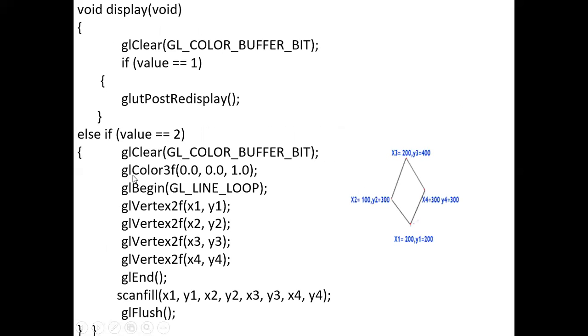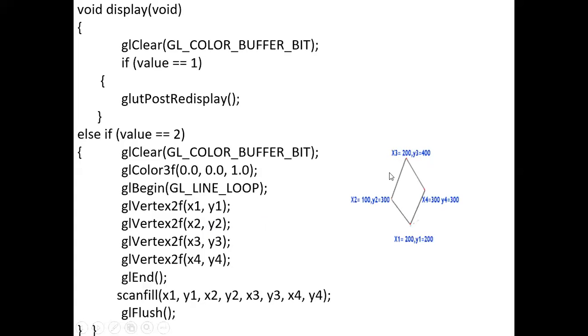If value is equal to 2, then clear the buffer. Initially I'm clearing the buffer, then I'm selecting my color. The color of my polygon here I have taken as blue, so blue is the outline. glColor3f 0 0 1.0. Inside the blue polygon you will get the red color, which is the fill. So glBegin GL_LINE_LOOP. I'm not using the polygon function here, because if I use the polygon function, it will already fill the color into the polygon and give me the output. But here I have to make use of the scanline algorithm in order to fill the polygon. That is why I'm taking GL_LINE_LOOP.